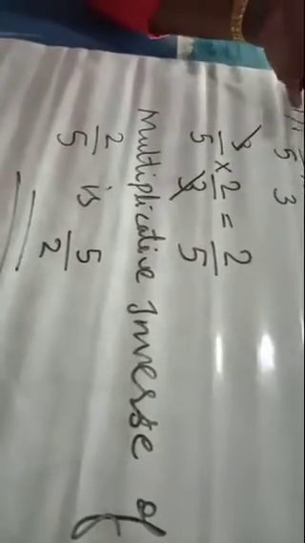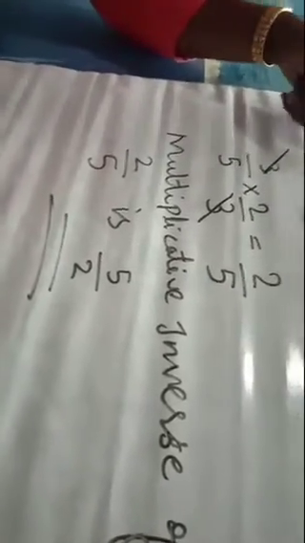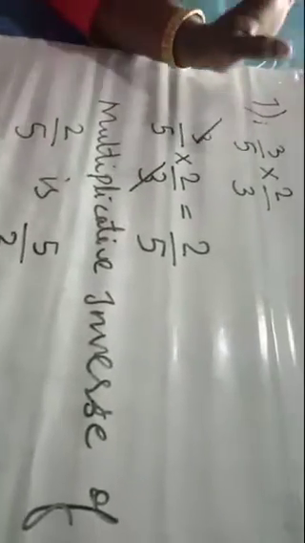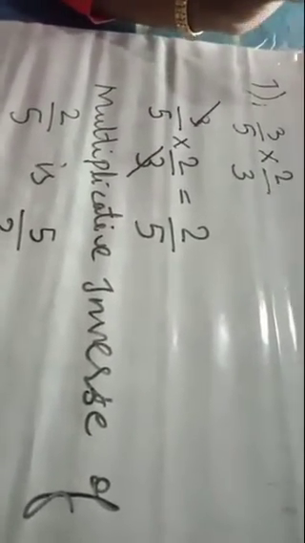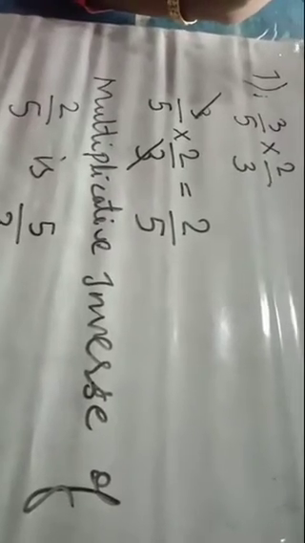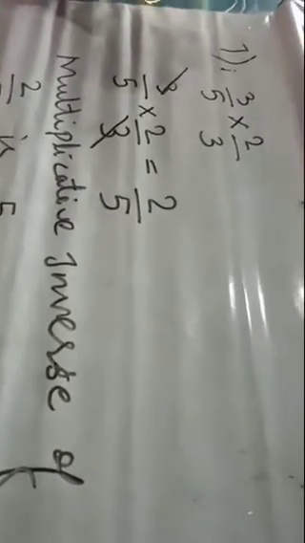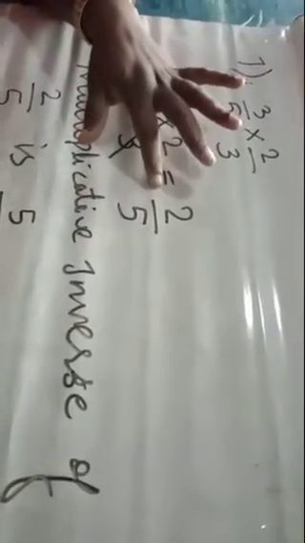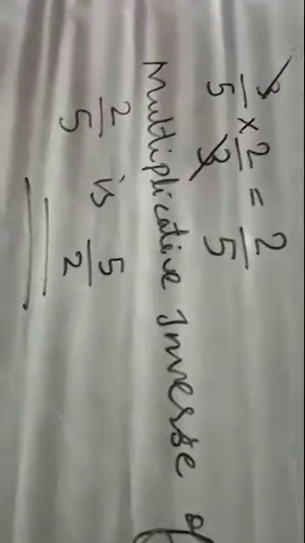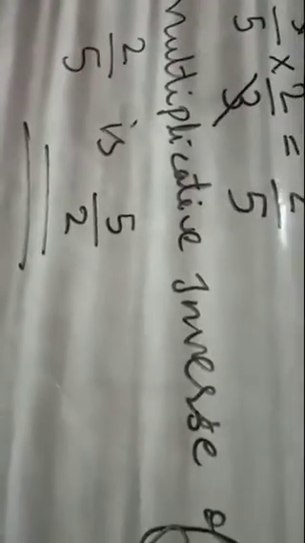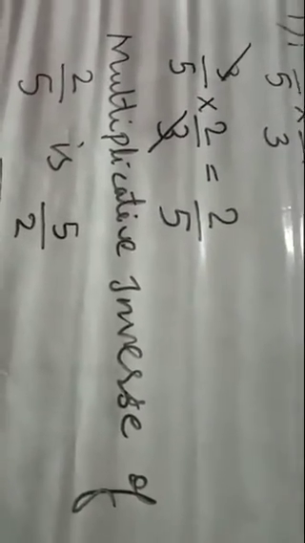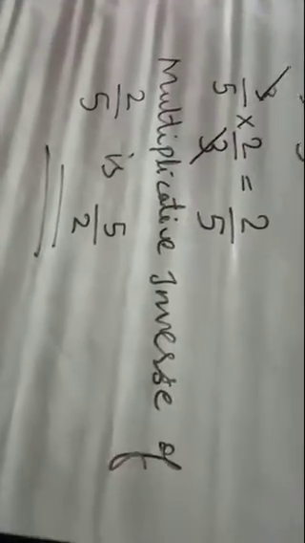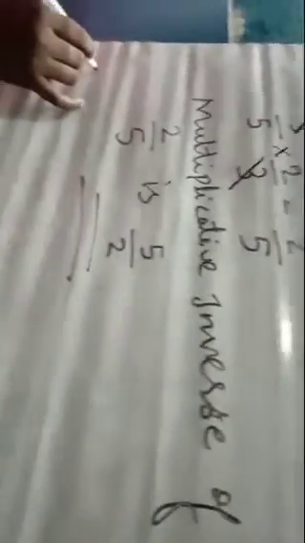That is, numerator and denominator interchange. But here, 3 by 5 into 2 by 3, you first do the calculation. First do the calculation and finally reverse the answer. Finally, one answer is there, 2 by 5. You just take the inverse of 2 by 5, that is 5 by 2. Here 2 by 5 is the answer of 3 by 5 into 2 by 3. Then multiplicative inverse of 2 by 5 is 5 by 2. Clear?